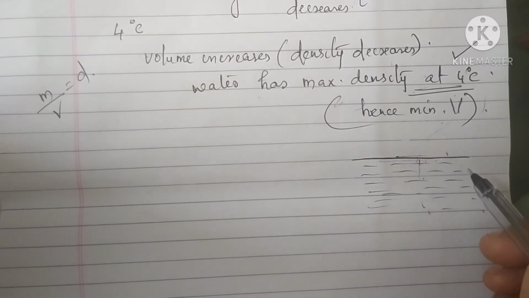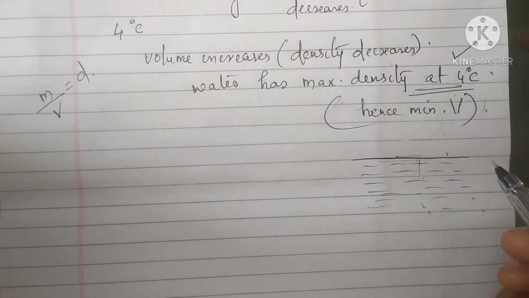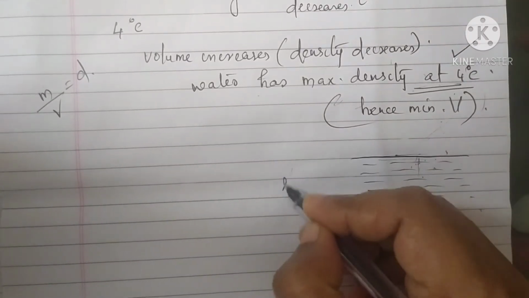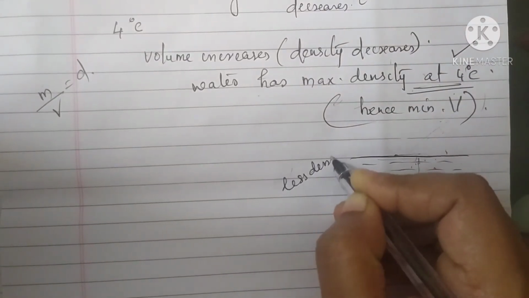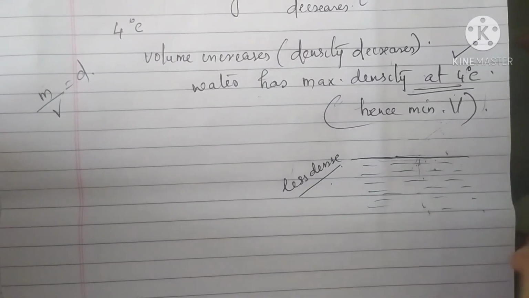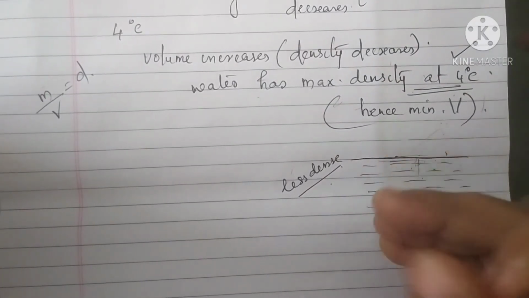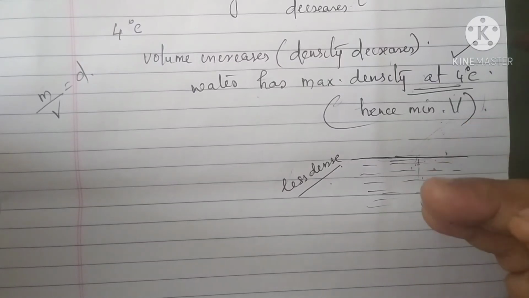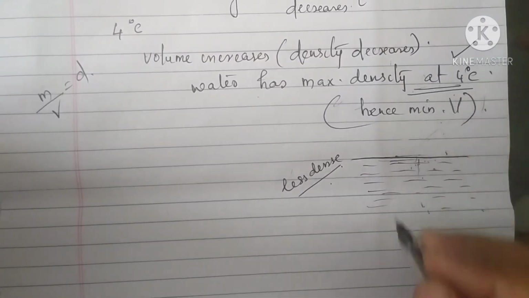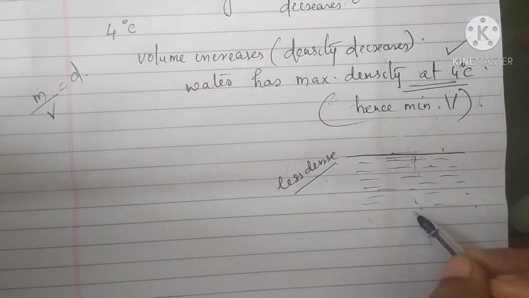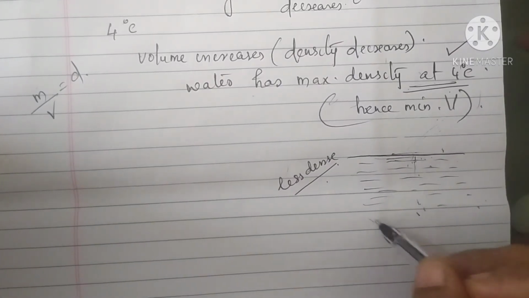However, when the temperature reaches below 4 degrees Celsius, what will happen? It becomes less dense, and it will remain at the surface itself where it freezes. Because of that, the marine animals could survive. They can remain alive and move freely near the bottom.